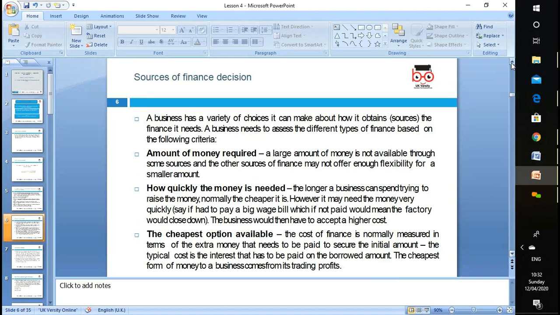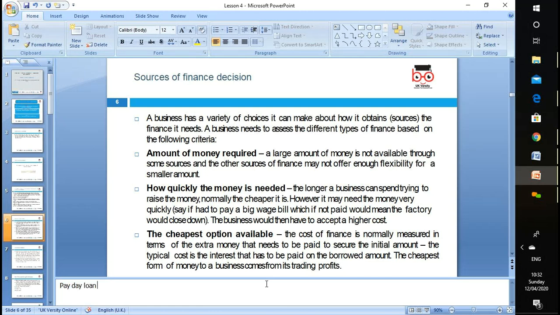Okay, next, sources of finance. A business has a variety of choices it can make in how it obtains the sources of finance it needs. A business needs to assess different types of finance based on the following: the amount of money required, and how quickly the money is required. If you need money quickly and you don't have it, you can go to a payday lender, a payday loan from a shop.